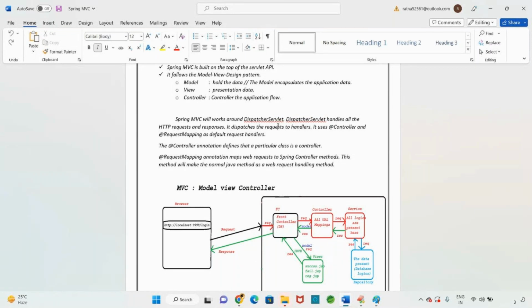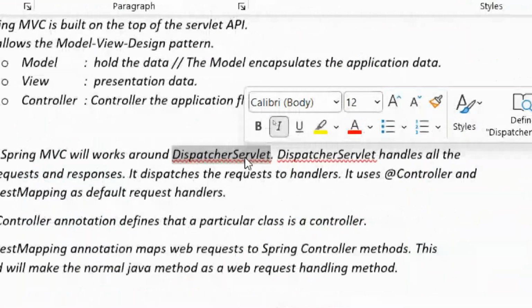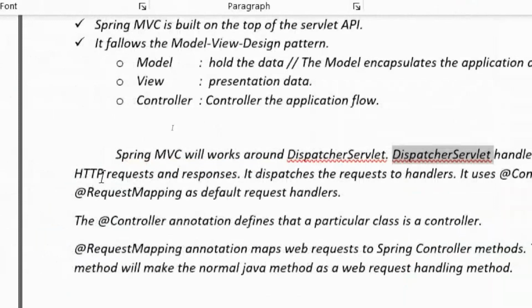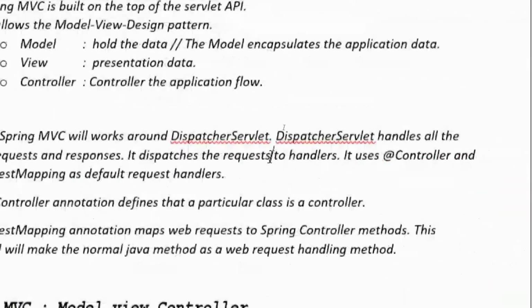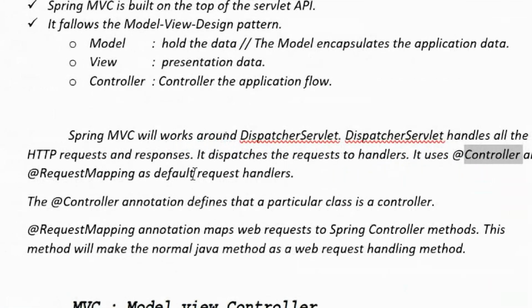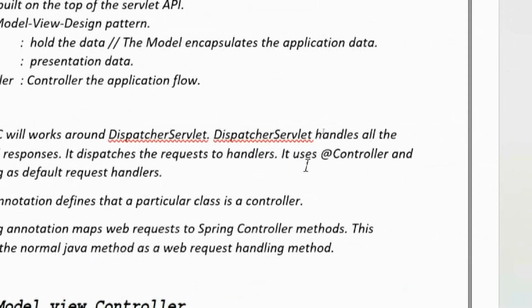In Spring MVC, we work around the Dispatcher Servlet. The Dispatcher Servlet handles all the HTTP requests and responses. It dispatches the request to the handlers, nothing but controllers. It uses @Controller and @RequestMapping as the default request handlers. The controller class contains methods, and those are nothing but the request handlers.